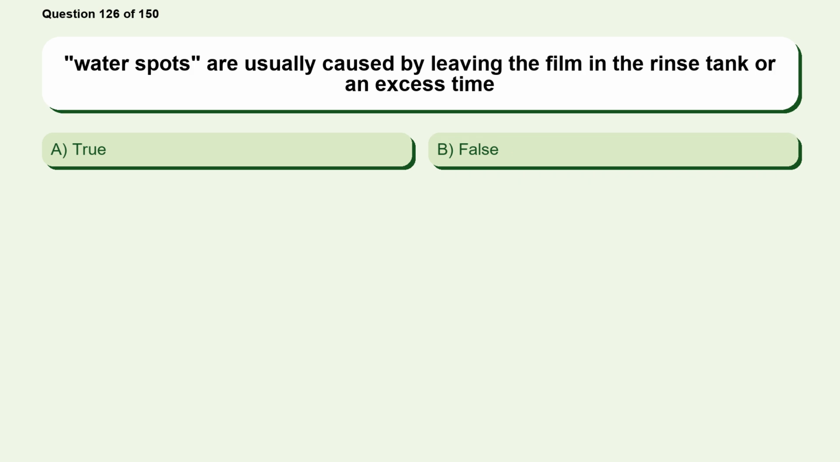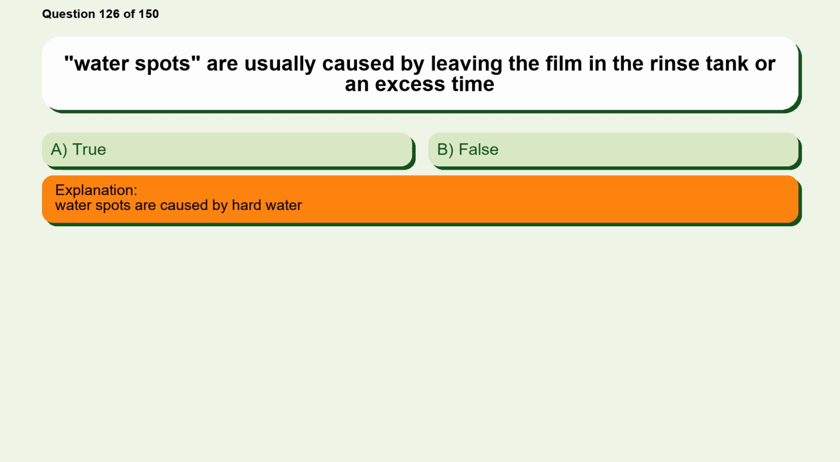Question 126. Water spots are usually caused by leaving the film in the rinse tank for excess time. Option A, true. Option B, false. The correct answer is option false. Water spots are caused by hard water.